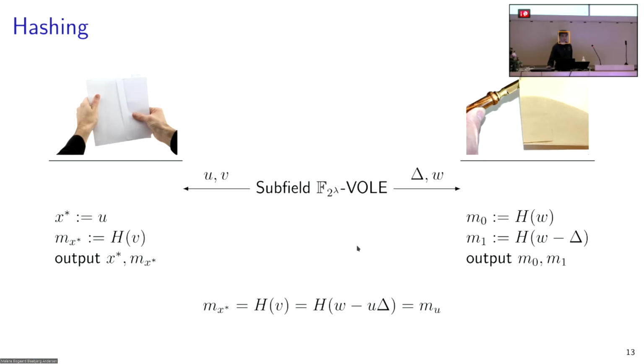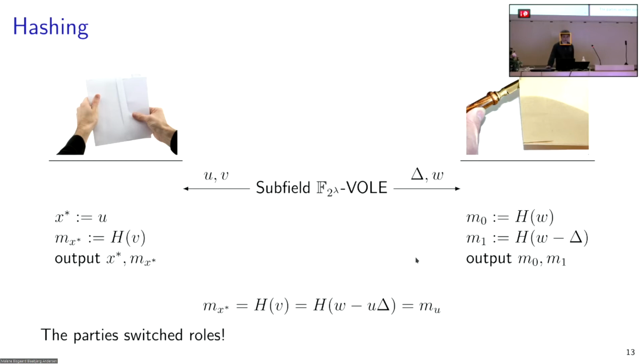So either U will be 0, in which case V will equal W, and so M star will be M0 here, or U will be 1, and then M star will match M1. Hashing these things strengthens the entropy, because the other one of these two messages will be unpredictable, and then the hash function will make it impossible to find the right pre-image. So hashing these turns them into random OT messages.